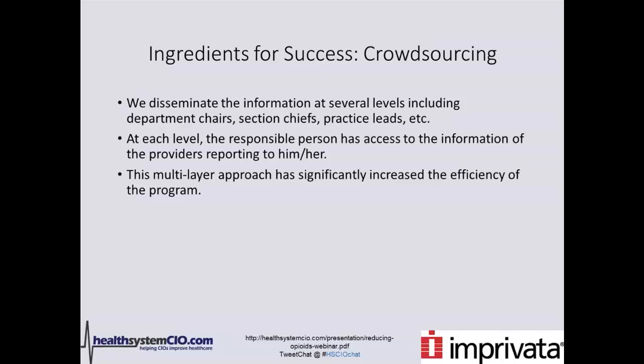That is something that we achieved through this hierarchy of responsibility, and it helped us get a very good understanding of how our providers are prescribing and how our patients are being treated.